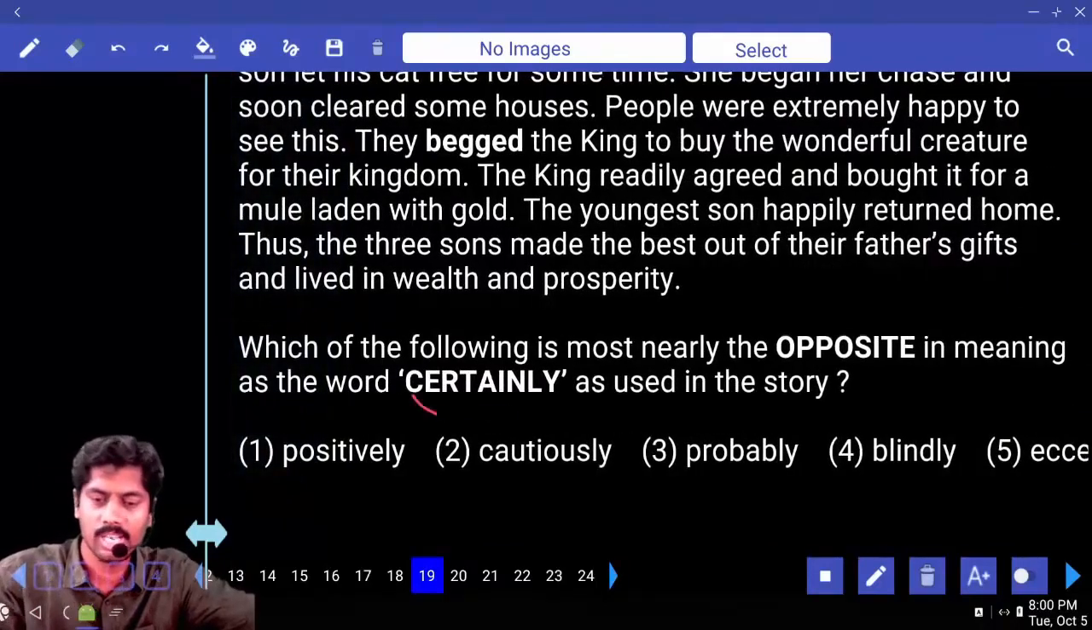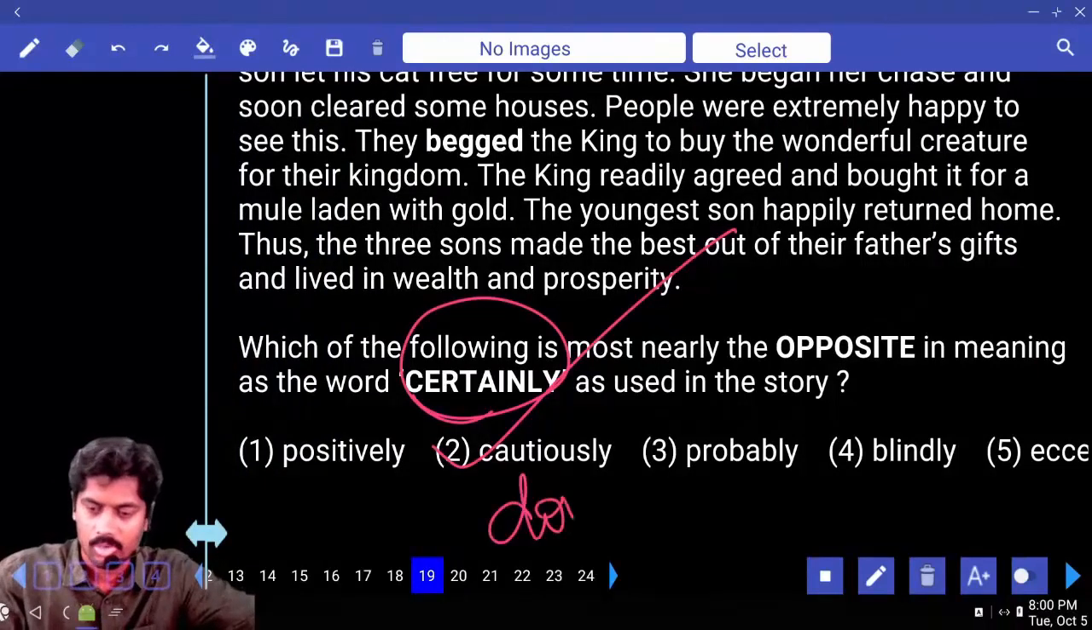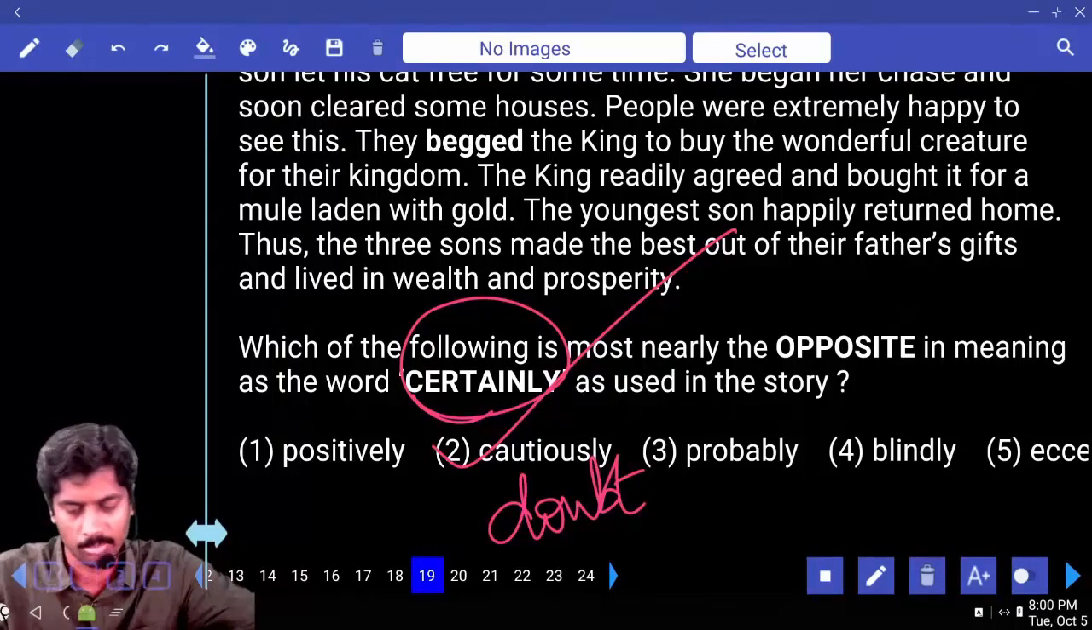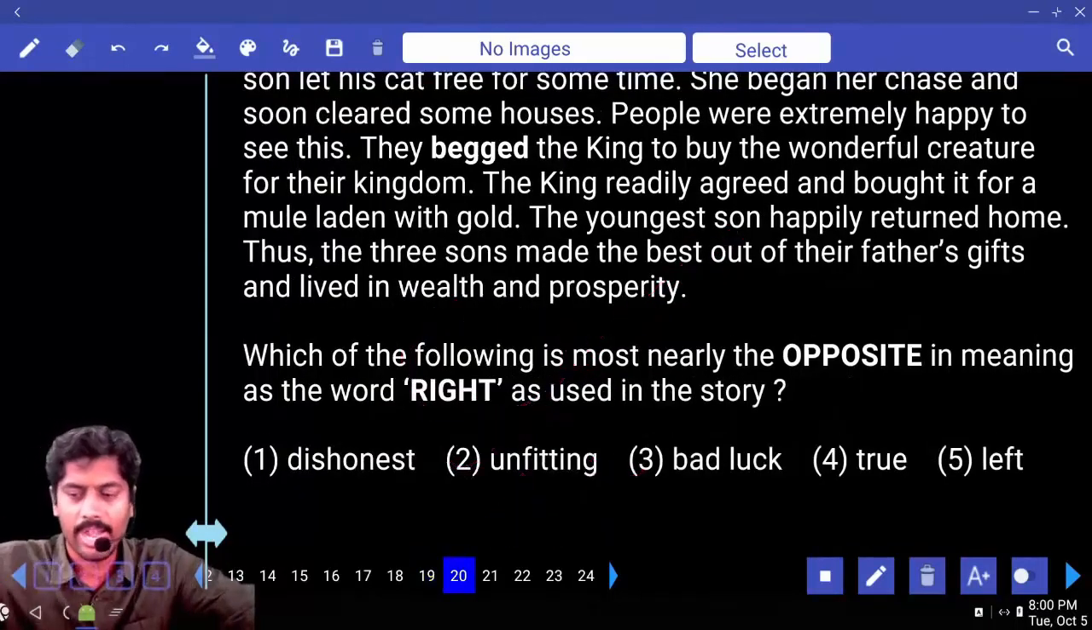Answer is certainly means surely, cautiously means doubtfully. Cautious means careful or doubtful, both the meanings. Second option. Right opposite is wrong.